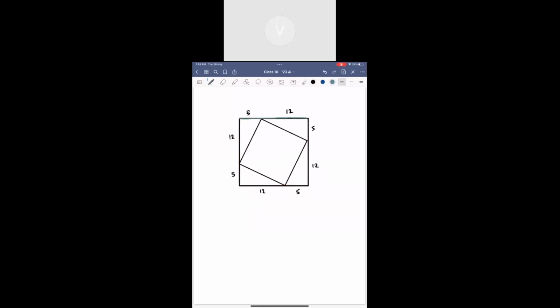अच्छा, what is the side of the big triangle? ये बड़ा वाला triangle का sorry, बड़ा वाला square का side क्या है? What is the side length? 17. बहुत अच्छा, 17, very good.